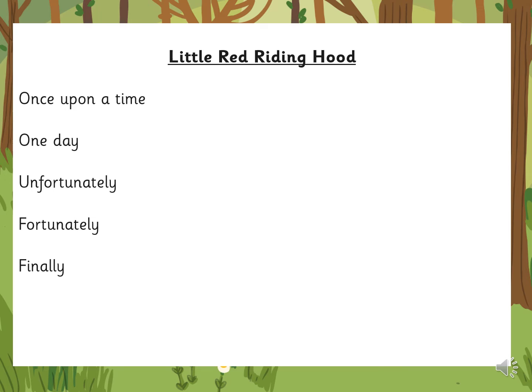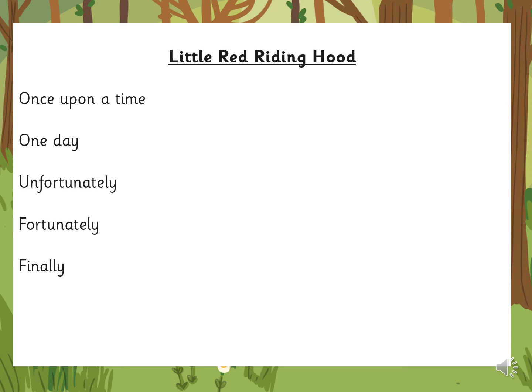Unfortunately usually tells us the problem in the story. Fortunately usually tells us that there's a solution to that problem. And finally, it's just a summing up right at the end about the end of the story so that we go away feeling like we've had the whole story.